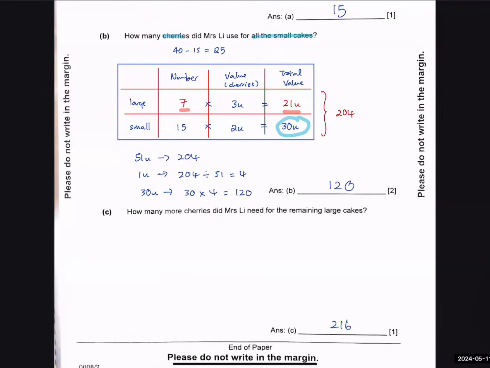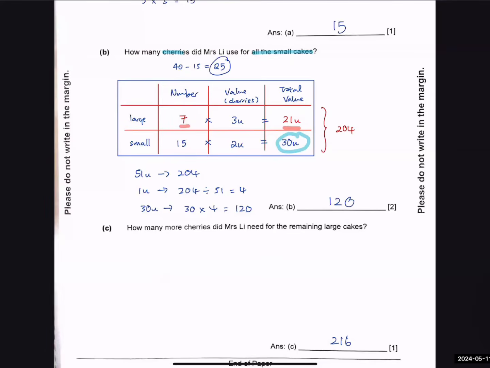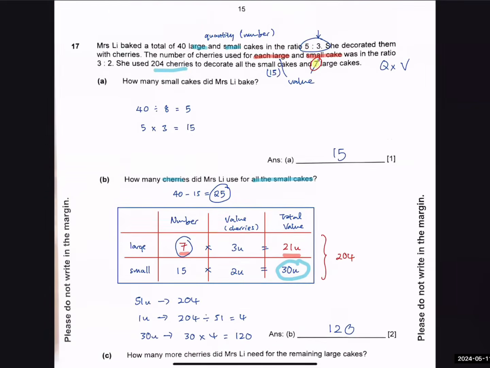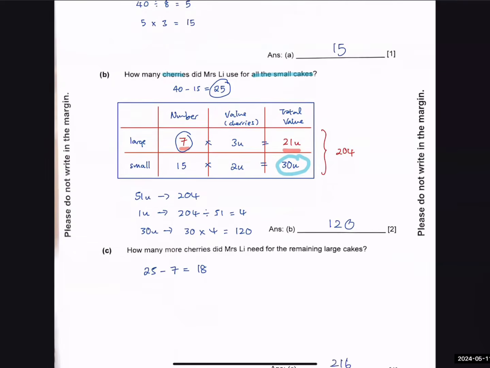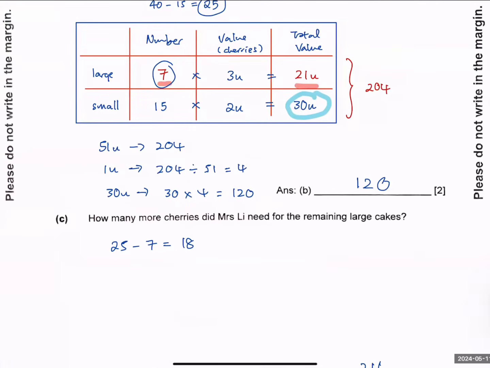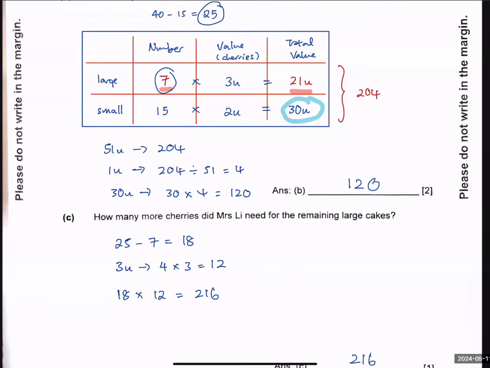How many large cakes does she have remaining? You have 25 large cakes in total. You have 7 large cakes here. 25 minus 7 to give you 18. So you still need to decorate another 18 large cakes. And 1 large cake is not 3 cherries. 1 large cake is 3 units of cherry. Just now we found 1 unit is 4. So 4 times 3 is 12. And therefore, 18 times 12 to give me 216.